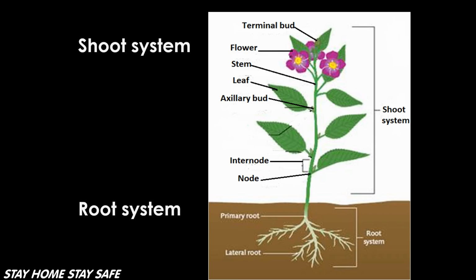So the distance between 2 nodes is what we call the internode. Then when we go to the root system here, we can see the roots. We have the main root, we can call it the primary root. Then we have other small roots that grow from it, which we call the root hairs. But there's also another part we have left out here, which is called the root hairs. So basically this is our simple structure of a flowering plant, having all those parts.